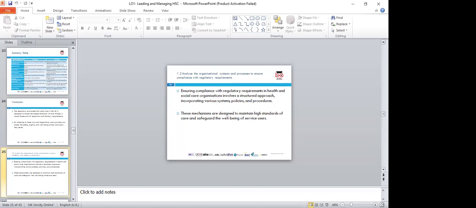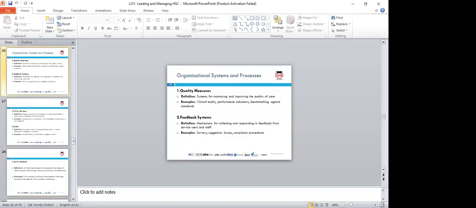So let's look a bit at analyzing the organizational systems. Ensuring compliance with regulatory requirements in health and social care organizations involves a structured approach. These mechanisms are designed to maintain a high standard of care and safeguarding. One of them is, first of all, quality measures: systems for monitoring and improving the quality of care. Very, very important.